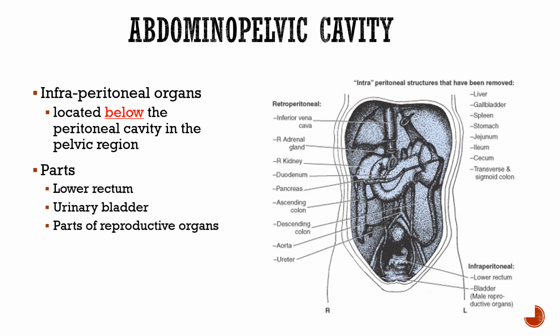The infraperitoneal organs are located below the peritoneal cavity. And the parts here are the lower rectum, the urinary bladder, and the parts of the reproductive organs. So infra means below. And that's looking at this area down here.